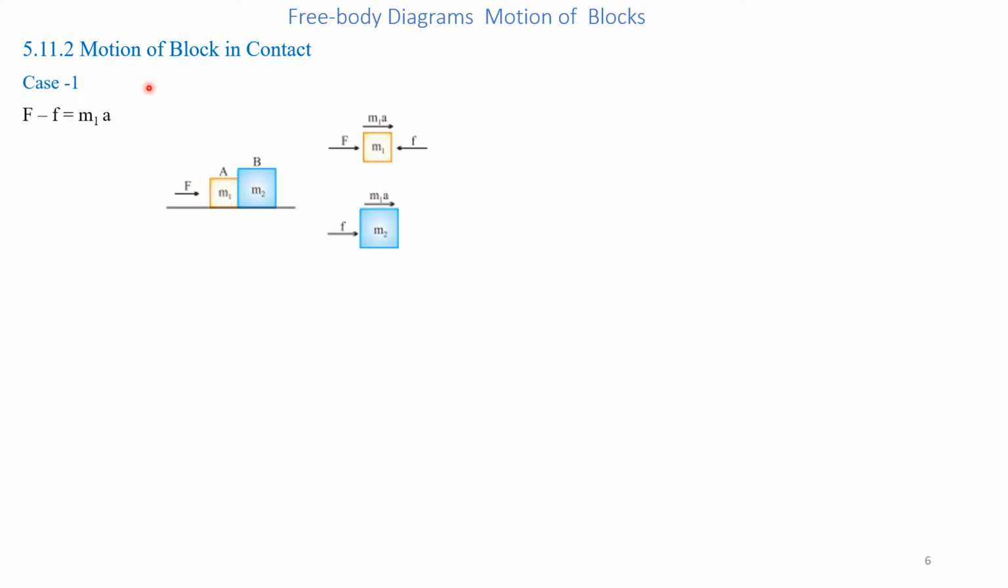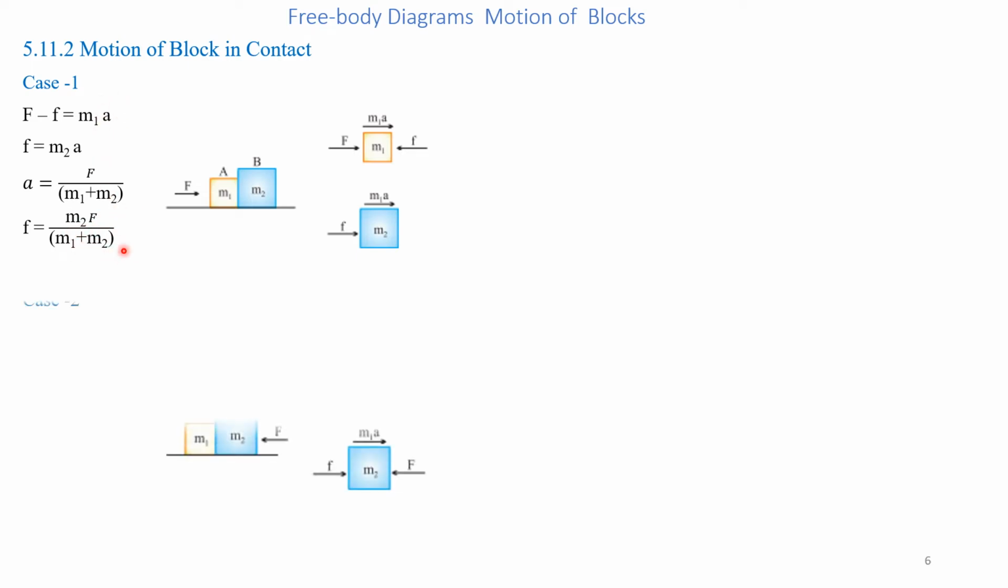Let us write the equation. From free body diagram 1, F minus f, because they are in opposite directions, is equal to M1 into a. From free body diagram 2, f is equal to M2 into a. Solving these two equations, we get a is equal to F over M1 plus M2. So small f is equal to M2 into capital F divided by M1 plus M2, also by solving these equations.